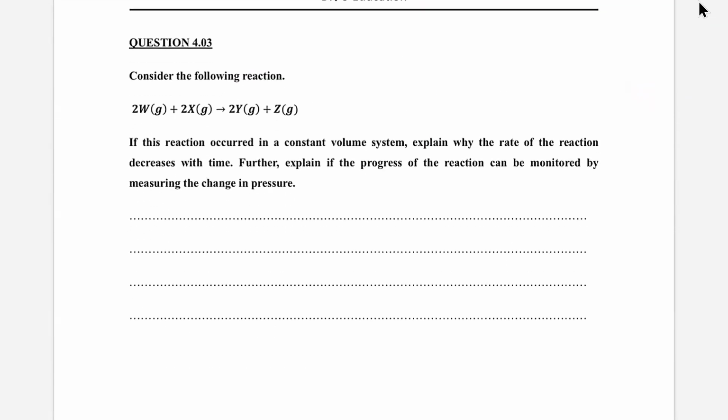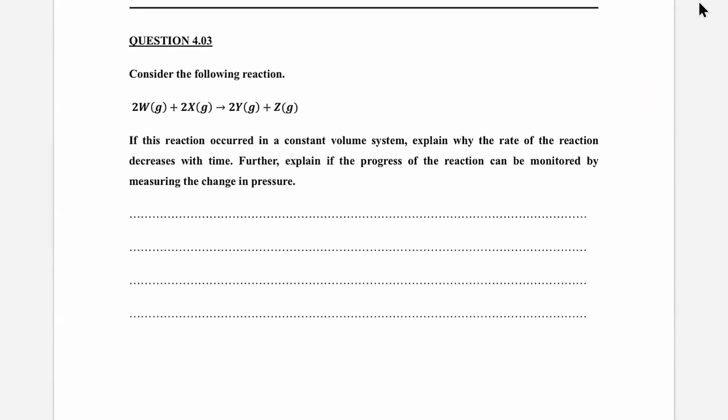Okay. What about this one? So you have this: if this reaction occurred in a constant volume system, explain why the rate of reaction decreases with time. Further explain if the progress of the reaction can be monitored by measuring the change in pressure. Okay. What is the answer for this one?